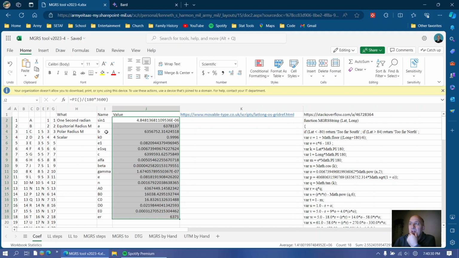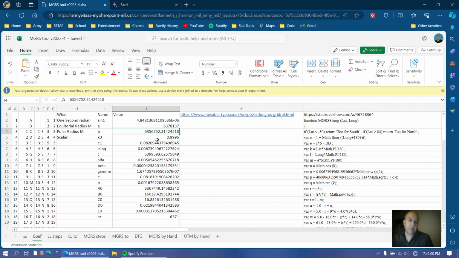A lot of them don't make a lot of sense other than this is the radius in meters out to the equator, and this is the radius in meters out to the pole. There, you can see that the polar radius is a little bit smaller than the equatorial radius. They're a little bit different because the Earth is not a perfect sphere. It's an ellipse.